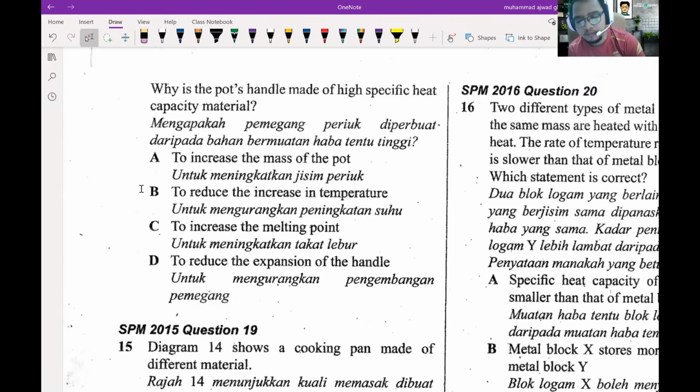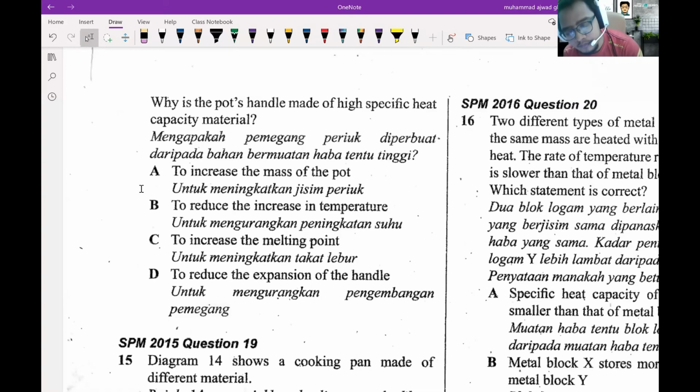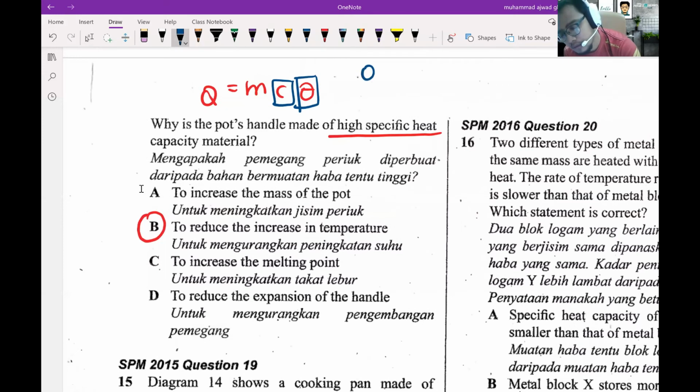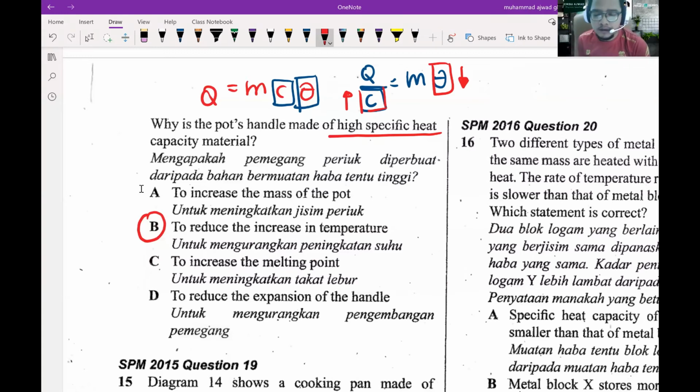Okay, apa jawapan korang? Yes, to reduce the increase in temperature. Sama juga, Q equals to m c theta, relationship between C and theta. Okay, so dia sebelah-sebelah, tak boleh, so kena pindah. Q over C, m theta. Okay, C kat bawah, theta kat atas. Higher specific heat, so temperature dia tak ubah banyak. Dia tak panas, kita boleh pegang.